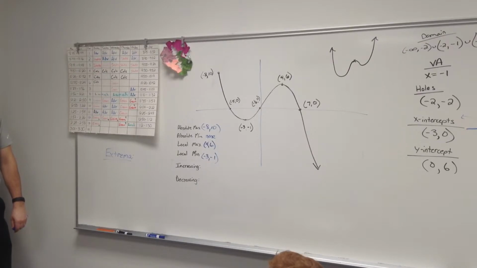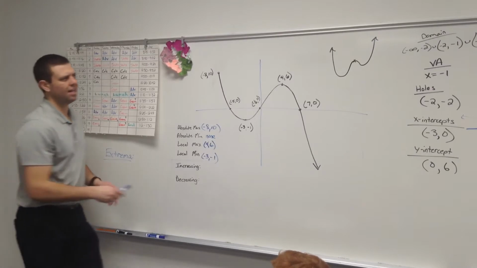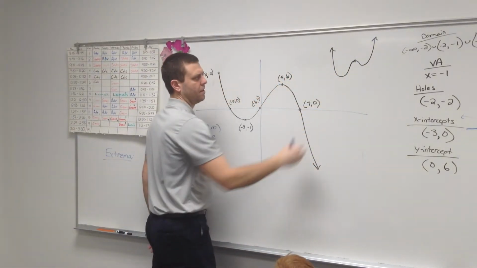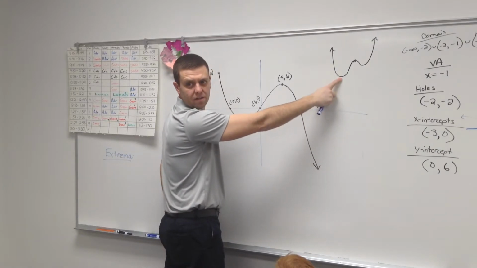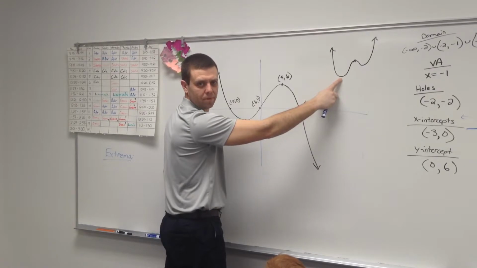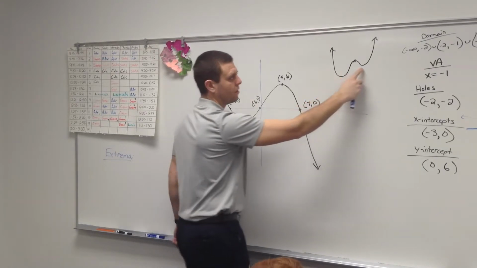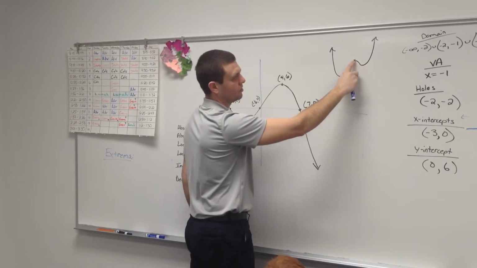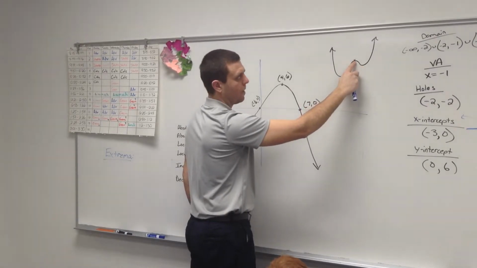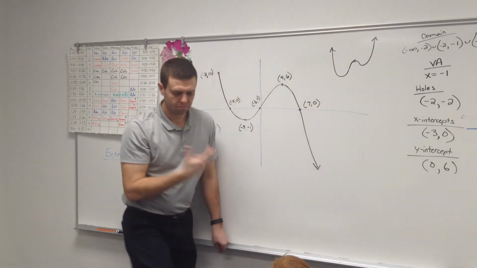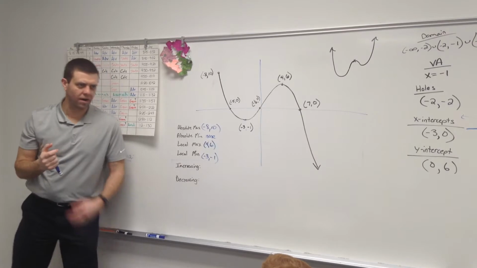Some coordinates can be absolute and locals. Let's say I had a graph that looked like this. This coordinate right down here is both an absolute minimum and a local minimum. This coordinate is just a local minimum. This is a local max. Does this graph have an absolute max? No. So pretty basic on that? Everybody alright with that?